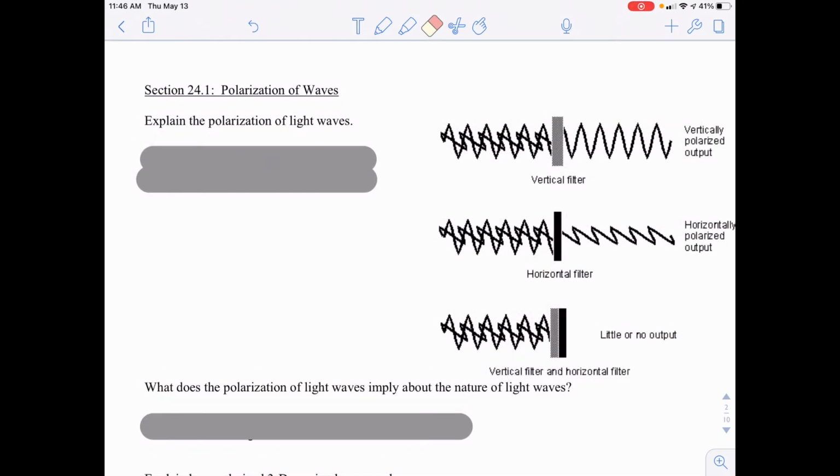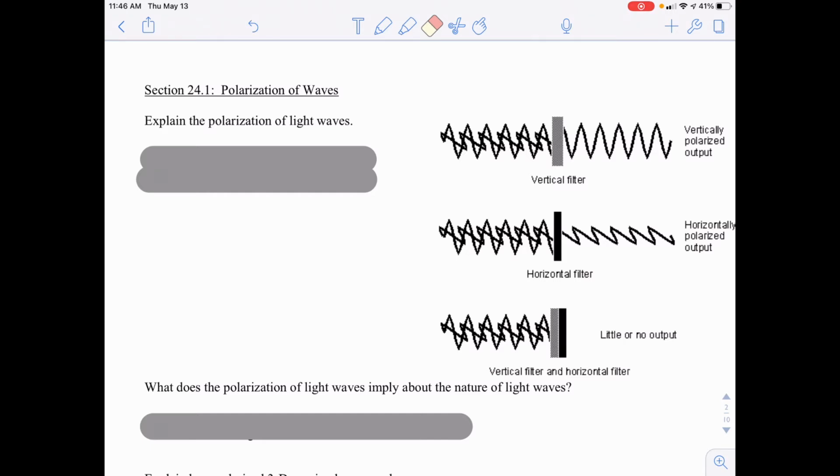Section 24.1, Polarization of waves. Polarization refers to waves that vibrate in very specific directions. Sunlight, for instance, would be considered an unpolarized wave because sunlight can vibrate in any and all directions. So let's say you take that sunlight and you pass it through, let's say, vertical or horizontal filters. These filters are called polarizers.